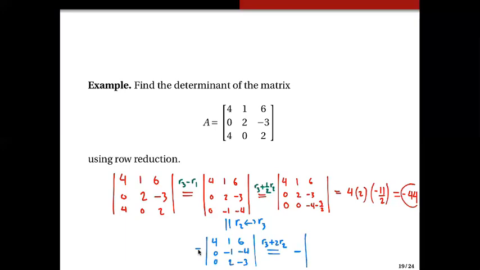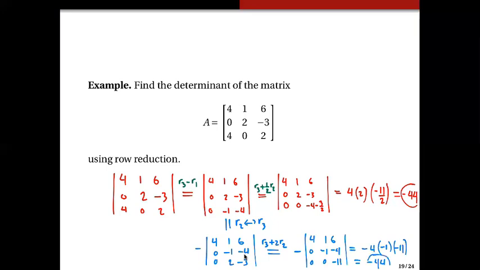But we will have now determinant of 4, 1, 6, 0, negative 1, negative 4. And in here you have 2 plus or minus 2, that's 0. And minus 3, minus 8, that's minus 11. So still you will get negative of 4 times negative 1 times negative 11. And this is equal to negative 44.